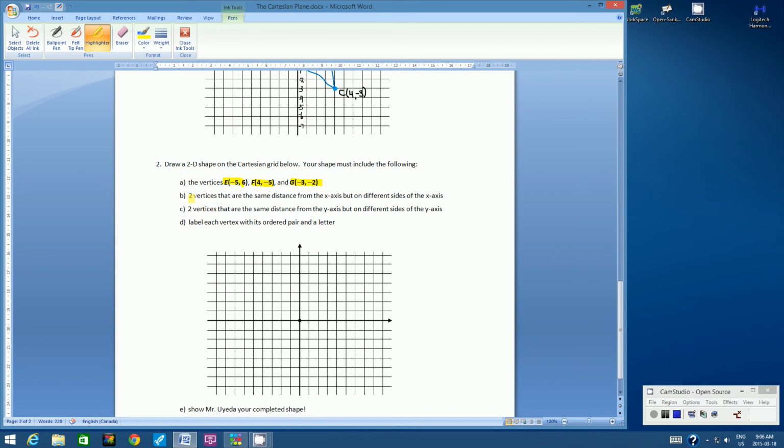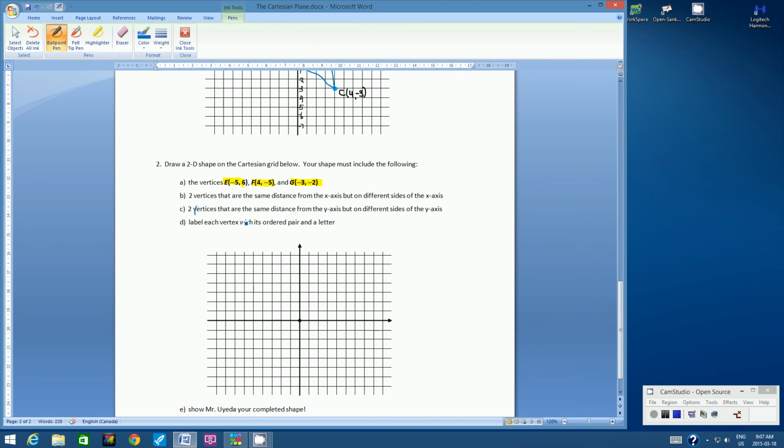Here's the next part, part B. 2 vertices that are the same distance from the x-axis, but on different sides of the x-axis. So let me explain what that means. If I pick a random point right here, which I'm going to erase in a minute, it is 2 spaces away from the x-axis. Now if I place another point down here, this point is also 2 spaces away from the x-axis, and they are on opposite sides or different sides of the x-axis. So I hope that makes a little bit more sense for you.